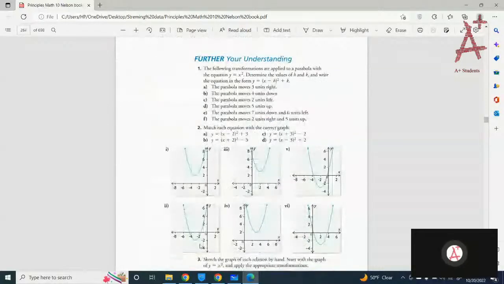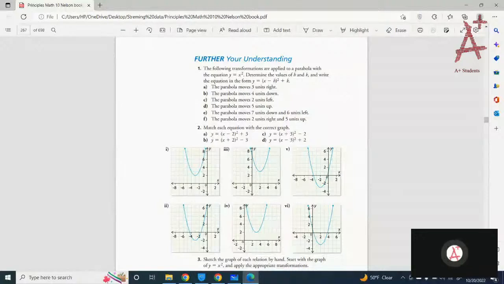Okay, let's start with the first one. The following transformations are applied to a parabola with y equals x square. Determine the values of h and k and write the equations in the form y equals (x minus h) whole square plus k. Okay, you are given the transformations, and you have to write the equation in that form. Got it? Okay, let's start with the first one.